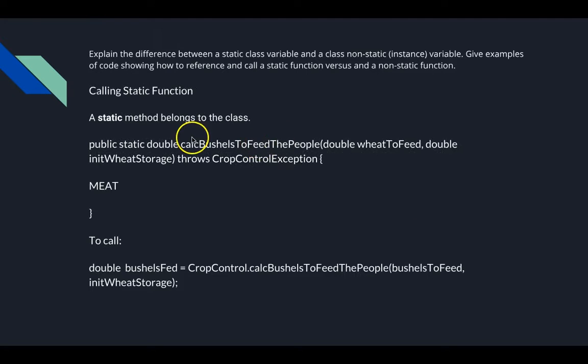So calling a static function: a static method belongs to the class. So this is the function, public static double calculateBushelsToFeedPopulation, with a couple of variables, and then the meat of that. And to call that, you just put in where it's at. So you put in the class that the function is in, you call it, and you're done. You don't need to create an instance of an object.